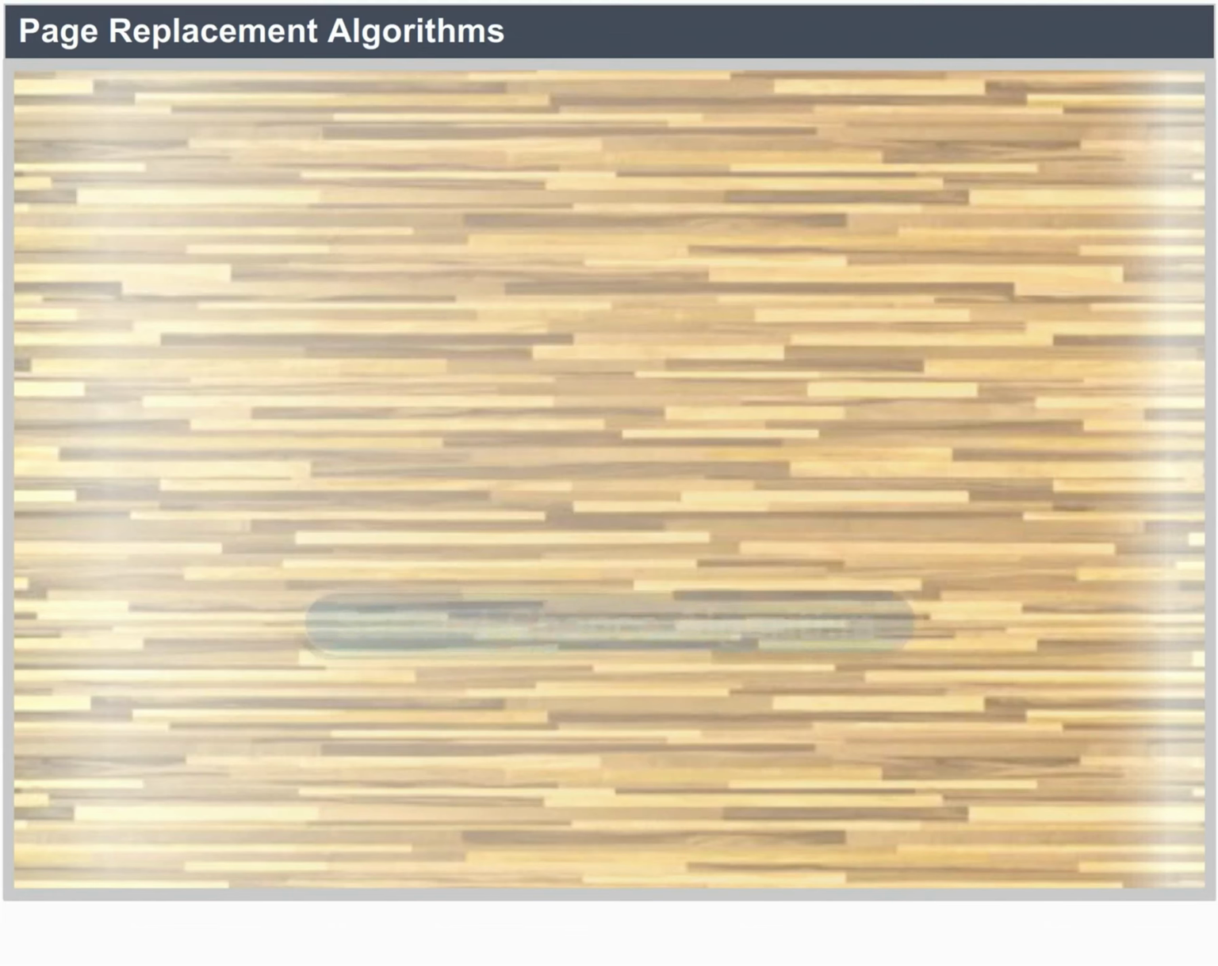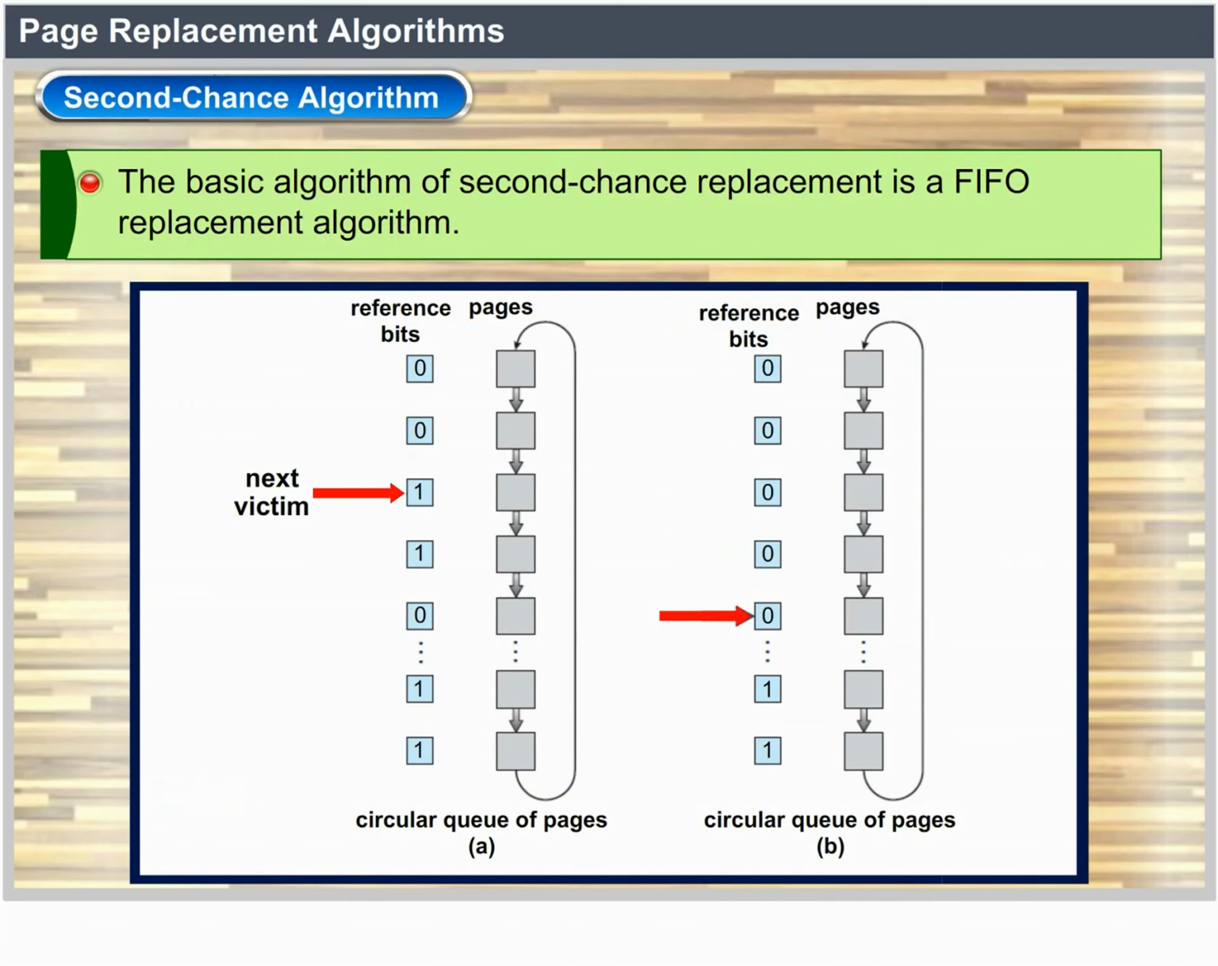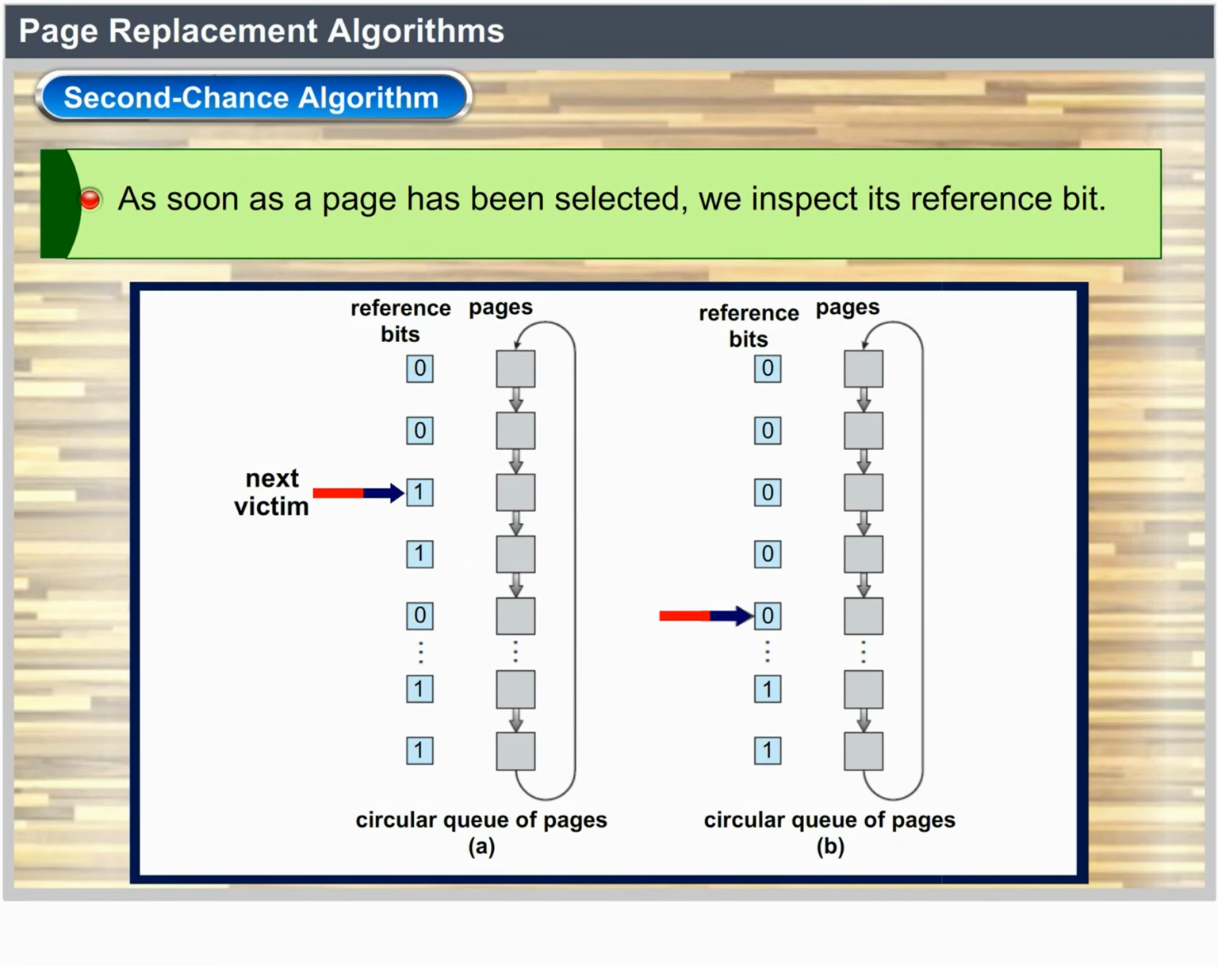Second chance algorithm. The basic algorithm of second chance replacement is a FIFO replacement algorithm. When a page has been selected, however, we inspect its reference bit. If the value is 0, we proceed to replace this page, but if the reference bit is set to 1, we give the page a second chance and move on to select the next FIFO page. When a page gets a second chance, its reference bit is cleared and its arrival time is reset to the current time. Thus, a page that is given a second chance will not be replaced until all other pages have been replaced or given second chances.